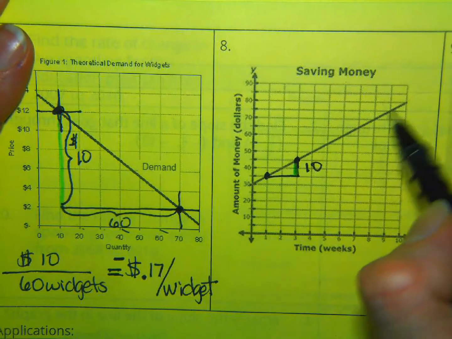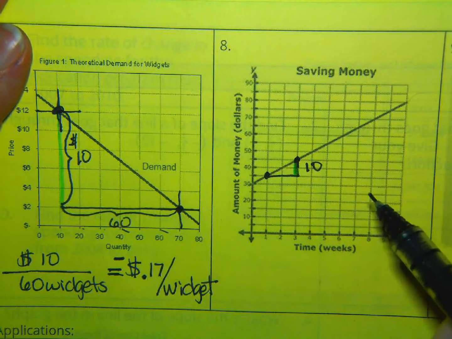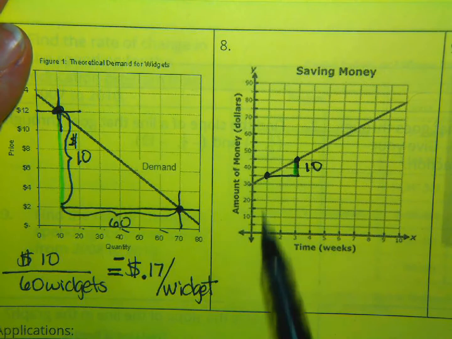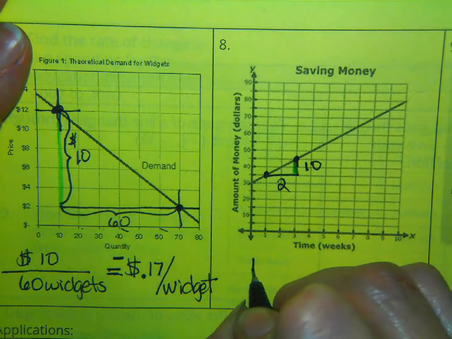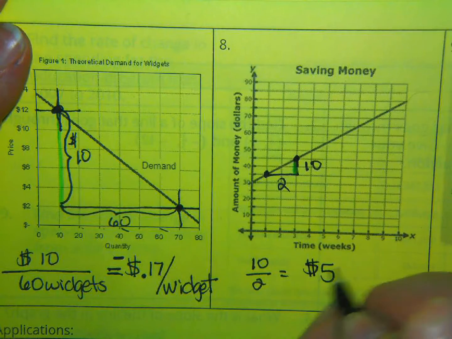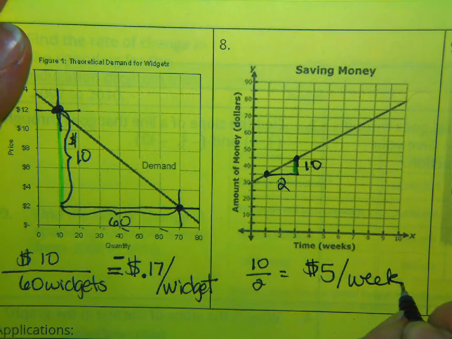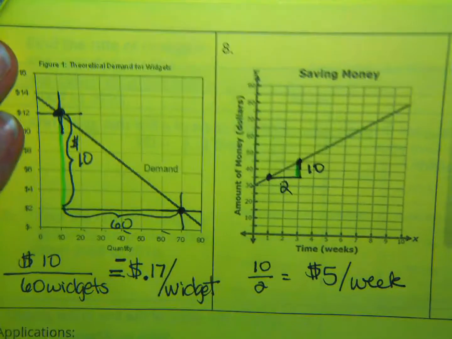This one's increasing $10, it looks like. $10 for every, this is going up by 1. It looks like 1, 2, for every 2 weeks. So that's $5 per week. And then the last one I'm going to let you do on your own.